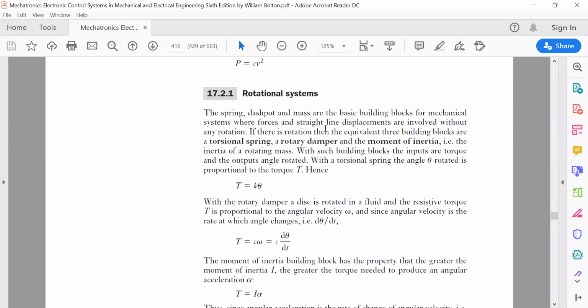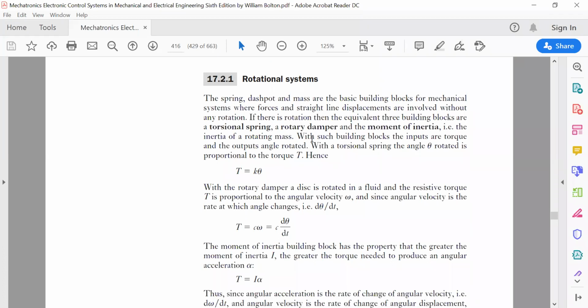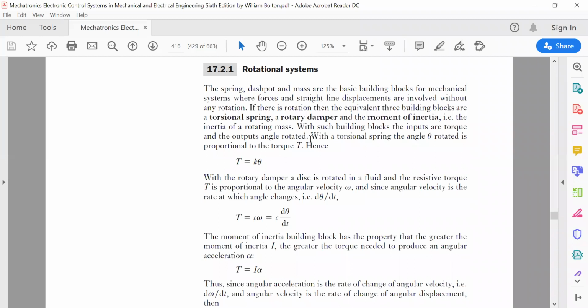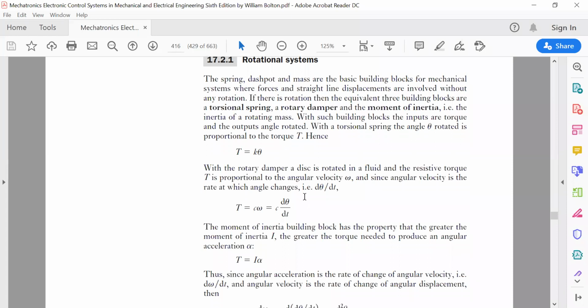Then comes the rotational system. We have just discussed the linear systems. If I'm talking about a rotational system, the only thing is that the displacement X now will be replaced by angular displacement theta, and force is replaced by torque. So everything else would remain the same. If you look through all those equations, our first equation was force is equal to K into X. But over here now it will be torque is equal to K into theta, because I'm talking about a torsional spring.